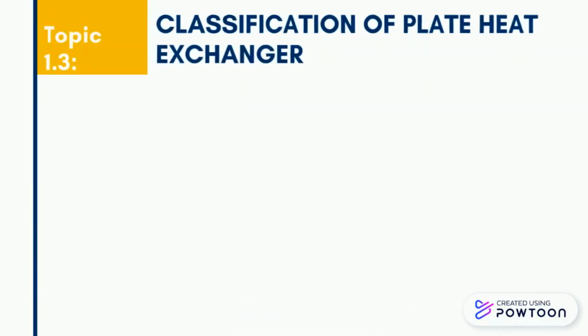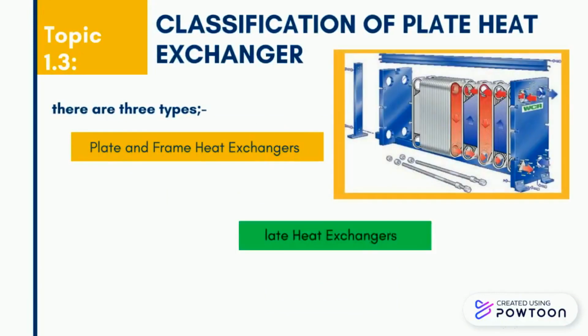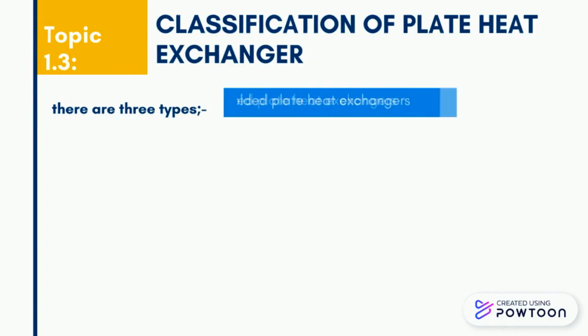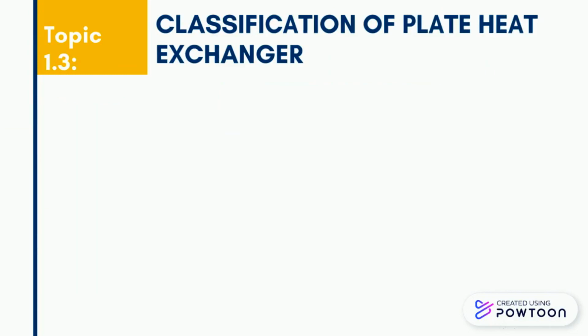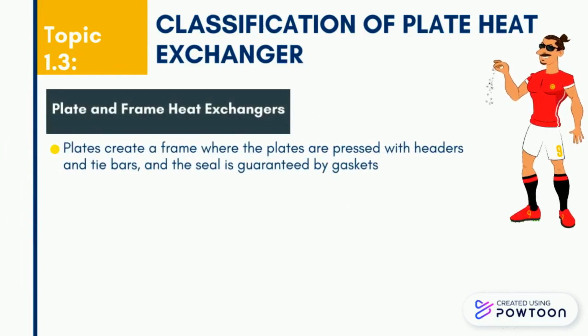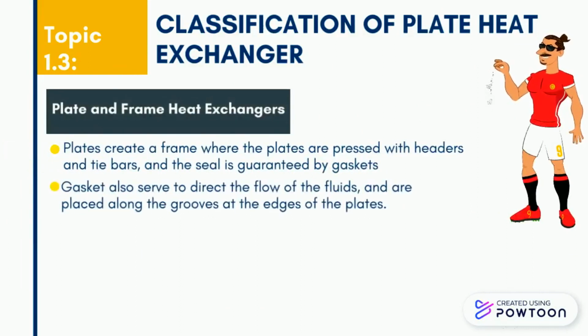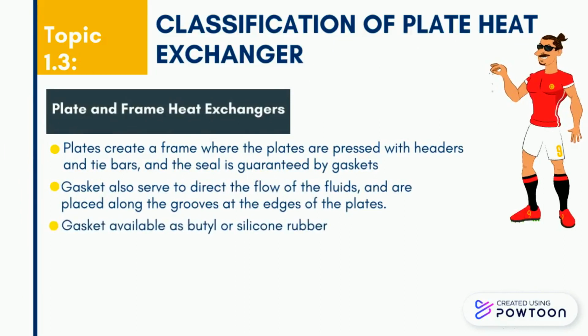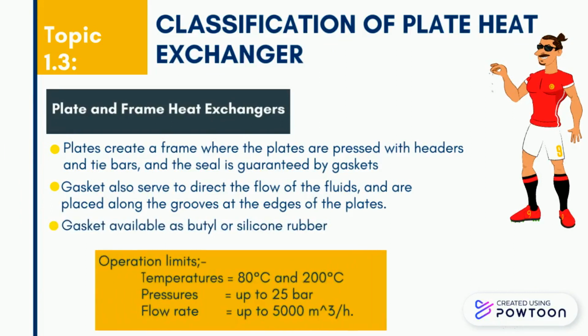Okay, next, classification of plate heat exchanger. There are three types, which is plate and frame heat exchanger, brazed plate heat exchanger, and welded plate heat exchanger. Plate and frame heat exchanger. Plates create a frame where the plates are pressed with headers and tie bars, and the seal is guaranteed by gasket. Gasket also serve to direct the flow of the fluids and are placed along the groove of the edge of the plates. Gasket available as butyl or silicon rubber. Operation limit. Temperature between 80 degrees and 2000 degrees. Pressure up to 25 bar and flow rate up to 5000 m3 per hour.